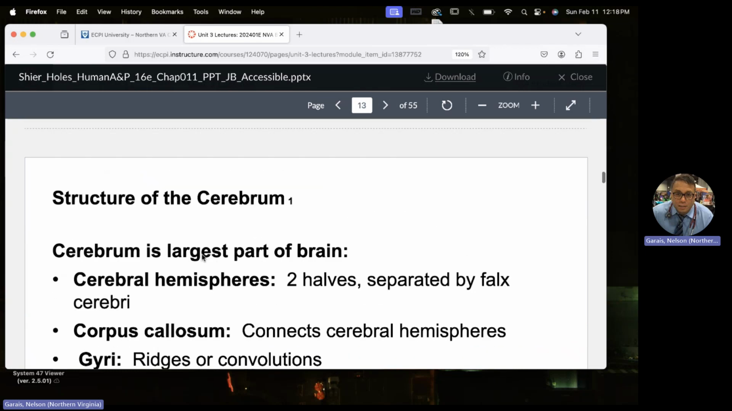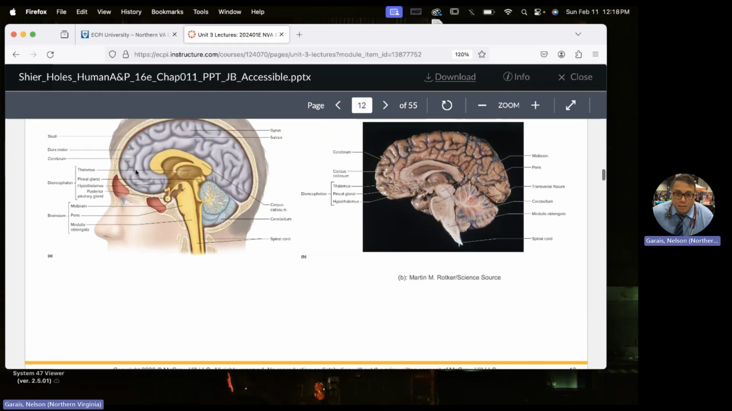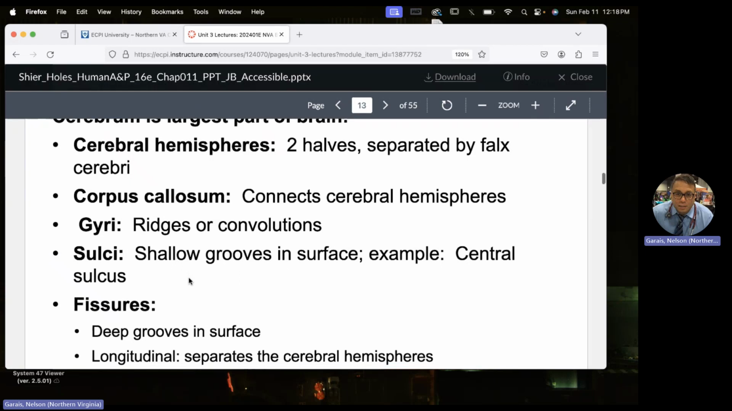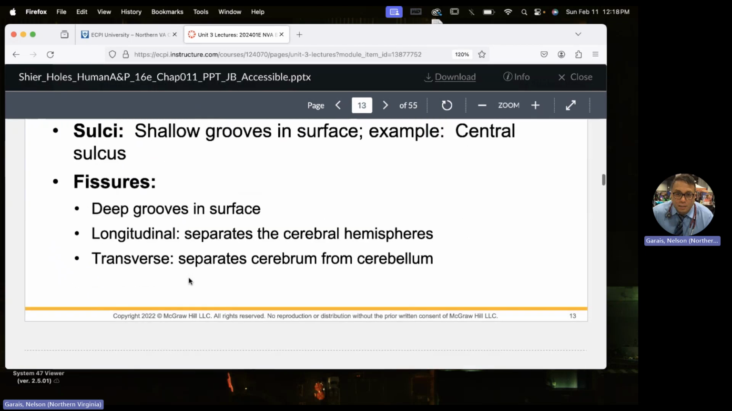Gyri and sulci. Sulci are the grooves. So see these little deep lines, these little grooves? That's a sulcus, singular. But a gyrus, singular, is what? The bumps. Sulci and gyri are important because shallowing of either one, diminishment of either one, shows brain damage and also will have significant symptomology.